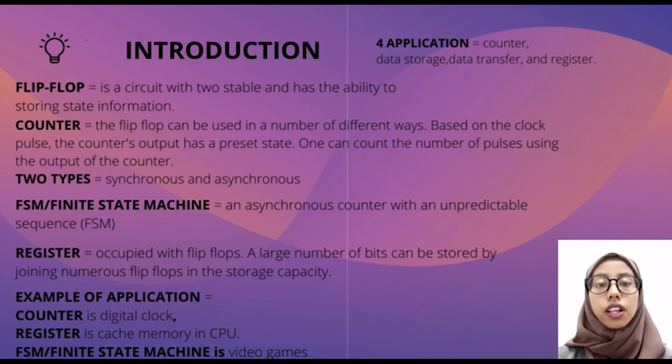And last but not least, the example of application for counter is digital clock. For register is cache memory in CPU. And lastly, for FSM or finite state machine, the example is video game.